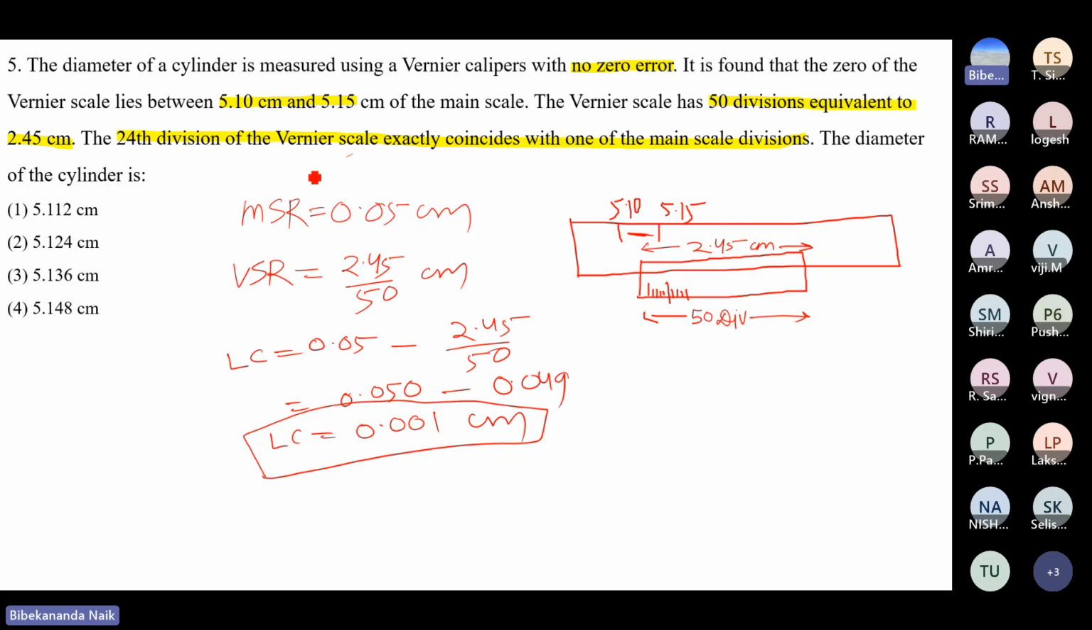Now we want to calculate the actual measurement. Now since here the main scale reading is how much?